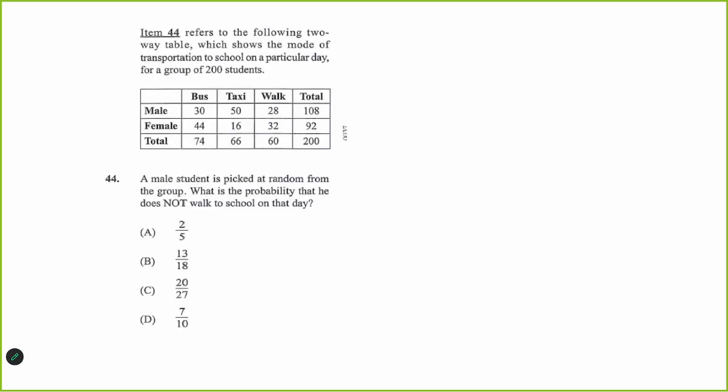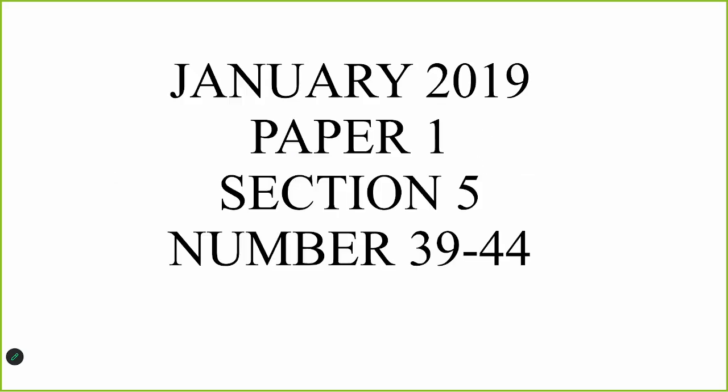Right, let's do this one. Male students is picked at random, so male is over 108. Not walked was 80 over 108, which we did already, which is C, right? You divide this by 2, 4. You would have gotten 4 going to 80 20 times, and 4 going to 108 27 times. And that's how you would have gotten that. That's the end of May, June 2019.